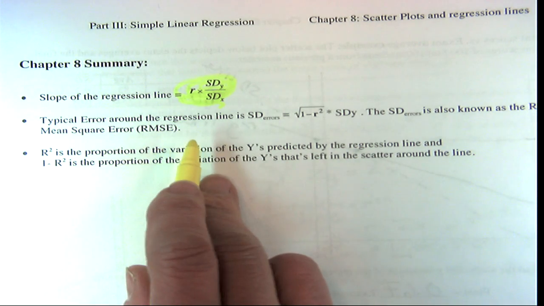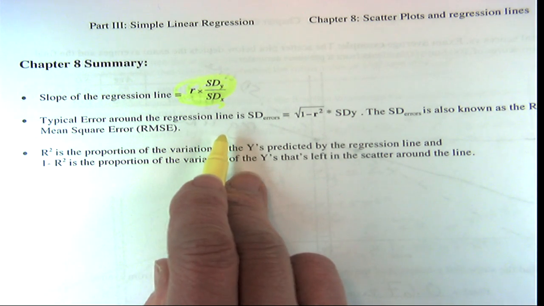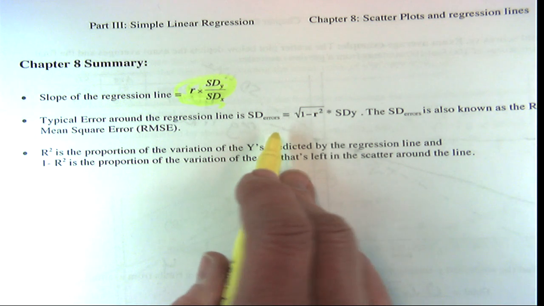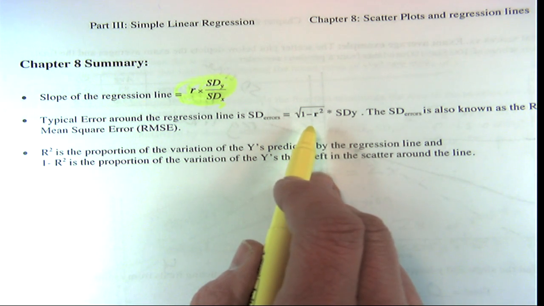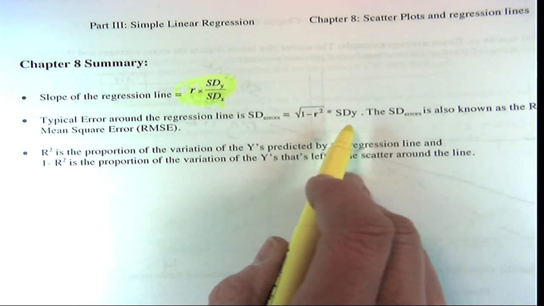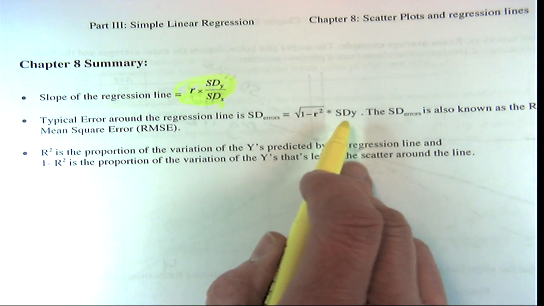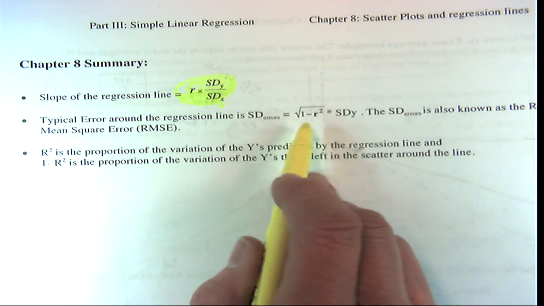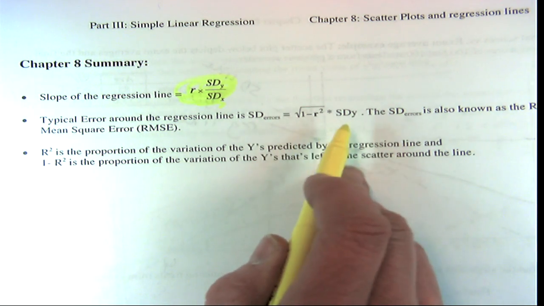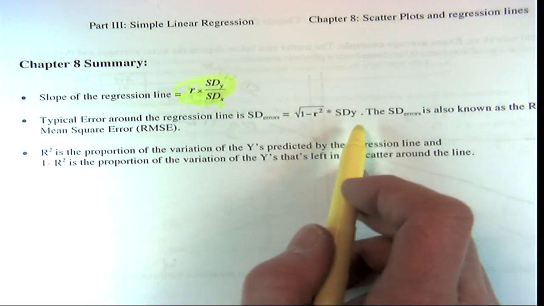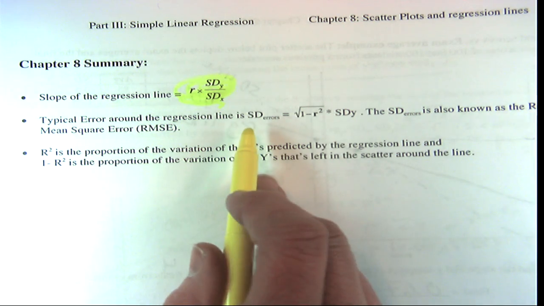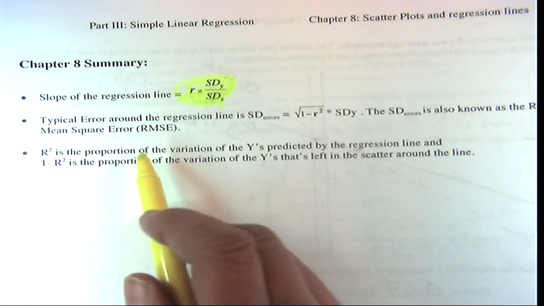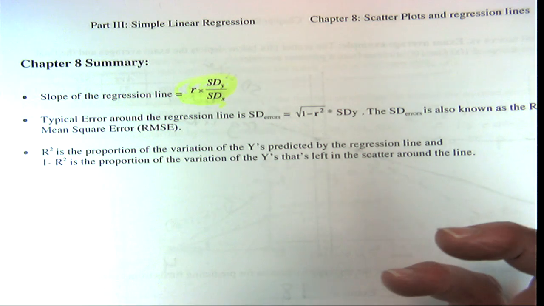So it's just the standard deviation of y over the standard deviation of x. Now, the typical error around the regression line, we're calling it the standard deviation of the errors, and it's the square root of 1 minus r squared times the standard deviation of y. We can adjust the standard deviation for small samples. We'll do that later, but for now, let's just keep it like this. It's also called the root mean square error because that's what a standard deviation is, the square root of the mean of the squared errors.